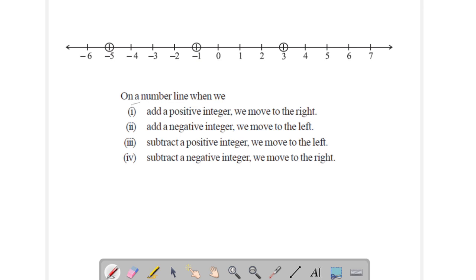So on a number line, when we add a positive integer, we move to the right. Add a negative integer, we move to the left. Subtract a positive integer, we move to the left. Subtract a negative integer, we move to the right. Always remember these 4 points.